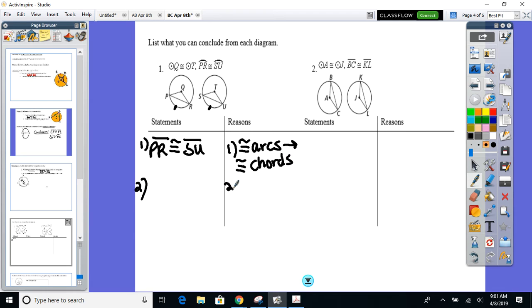Dan, what do you got there? Angle Q congruent to angle T. Nice job. What did you just give me there? What are Q and T? How'd you know they were congruent? Because I gave you congruent arcs imply congruent central angles. And again, you have to have that word central in there. Nice job, kids.